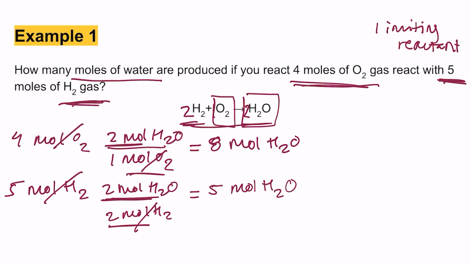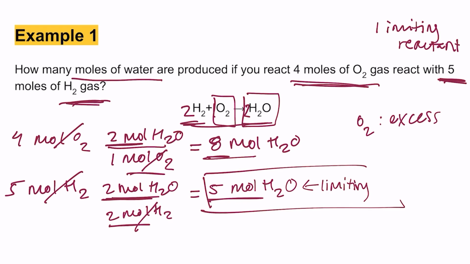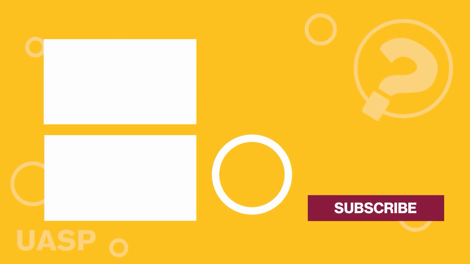So when we look at these, we see that we get 8 moles of H2O from the oxygen, but only 5 from the hydrogen. That means that hydrogen is our limiting reactant. No matter how much oxygen we use, the hydrogen is always going to limit us. The reactant that is not the limiting reactant is considered the excess, so we have excess oxygen here. Now that we found the limiting reactant, we can use that to find the moles of water. With hydrogen giving us 5 moles of H2O, that is the amount of water we can create. And that is how we solve a simple stoichiometry problem.